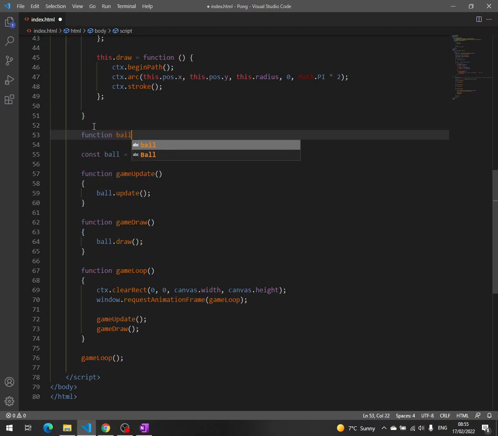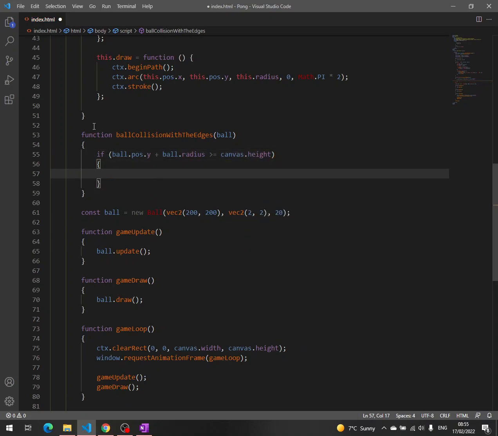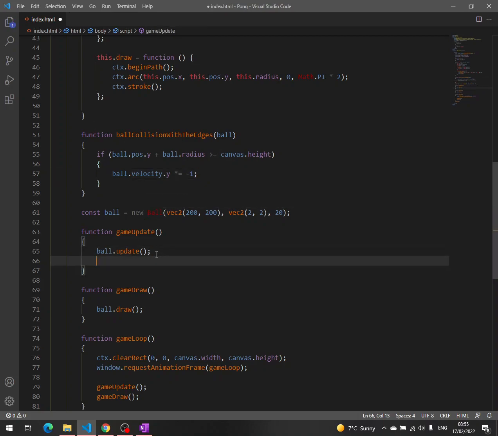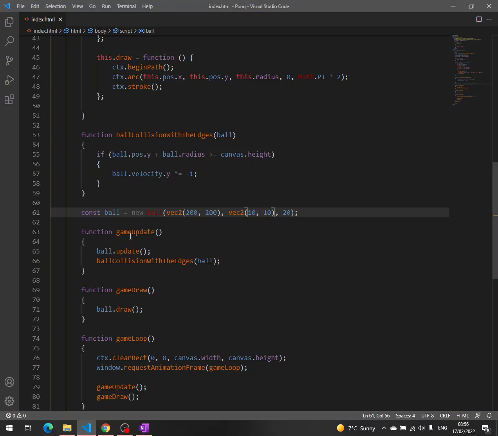Let's get a function ball collision with edges. We need a ball, and we say if ball pos y plus ball radius is greater or equal than canvas height, if this is true, then ball velocity y has to be multiplied by minus 1 to be less than 0. Let's call this function right here, ball collision with the edges, and let's pass a ball. So we have the ball, and let's see. Well, we need to also increase the speed on the x and the y. And let's see. Perfect. Let's do the same thing for the other three edges.